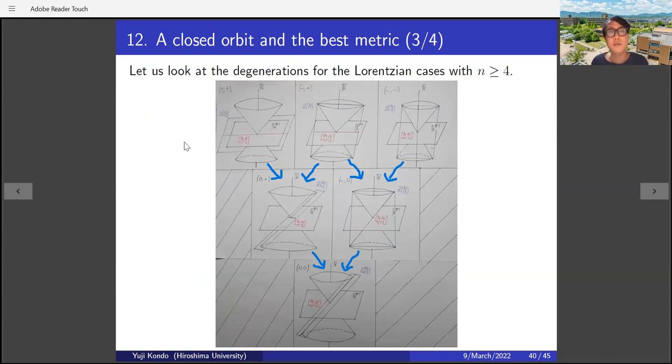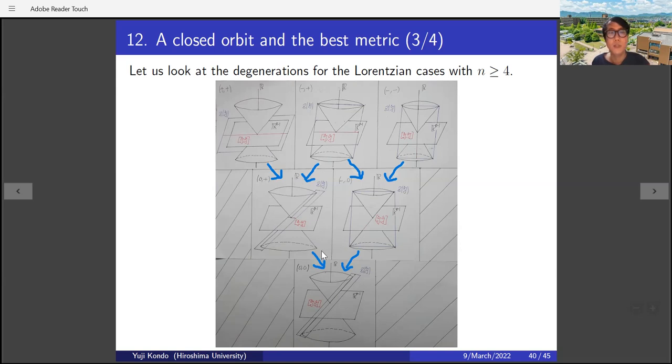Let's see the degenerations of orbits in the Lorentz case by this picture. Each of the six blue arrows means a degeneration. For example, this degeneration we can see by taking a sequence of this orbit such that the center is gradually rising up to the light cone, while the derived ideal is fixed. So we can see that this orbit degenerates to this orbit.